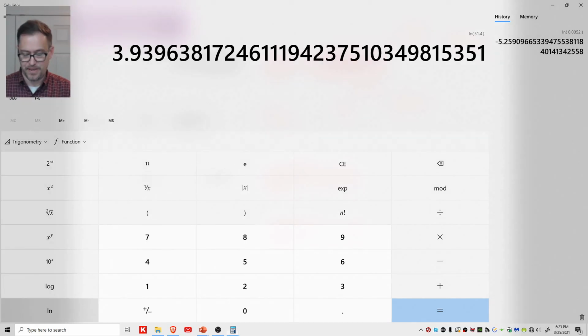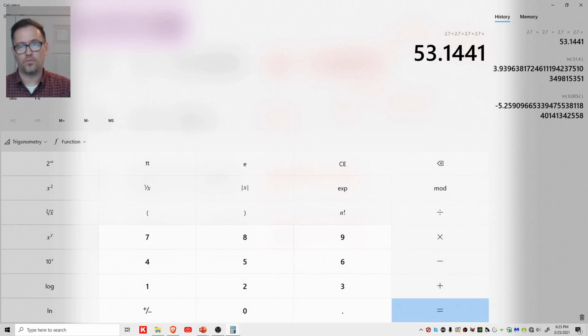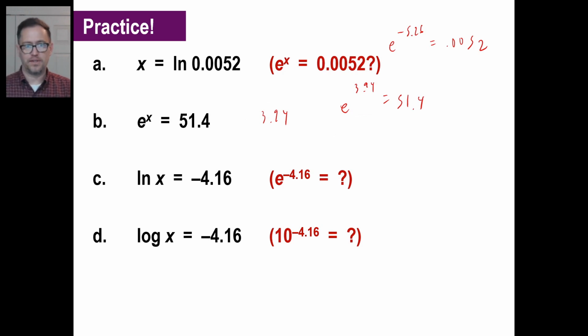So if you were to actually put in 2.7 times 2.7, I'll just do the long way, times 2.7 times 2.7, it's roughly where we are. A little different because we didn't do it exactly, we rounded off a little bit. Okay, all right, try C and see what you get.